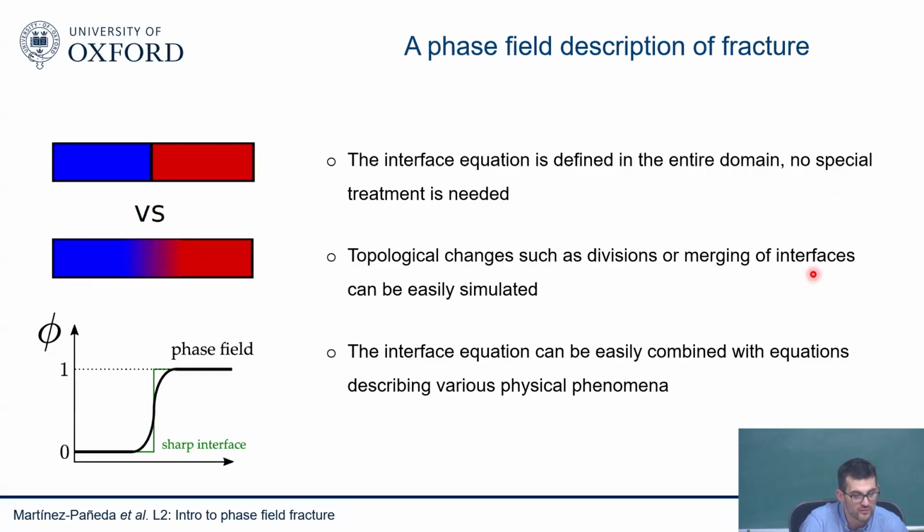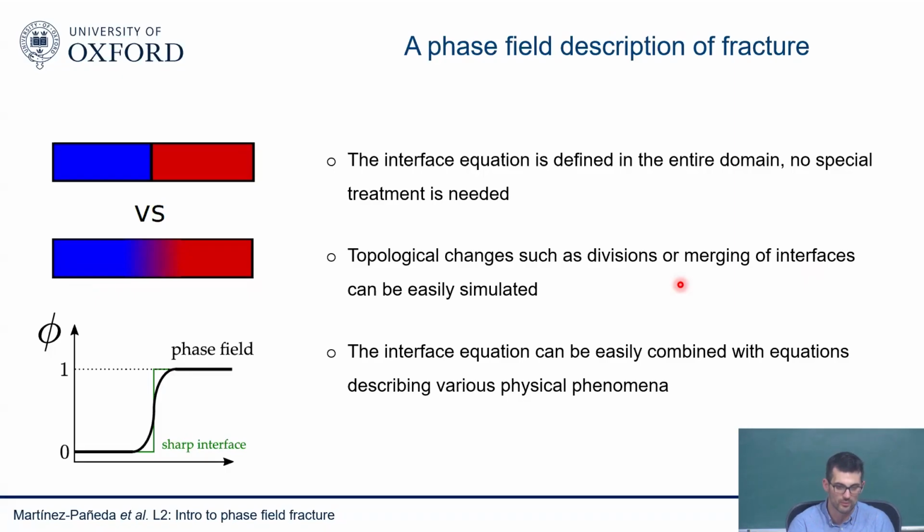Topological changes, such as divisions or merging of interfaces, can be naturally captured. So if you think of, for example, crack branching, coalescence of multiple cracks, you don't need to come up with a criterion for what you do where you have a crack tip, what it's going to do when it defines the next crack. All of these things are naturally captured in this framework. You don't need to do anything. You don't need to put in any ad hoc criteria.